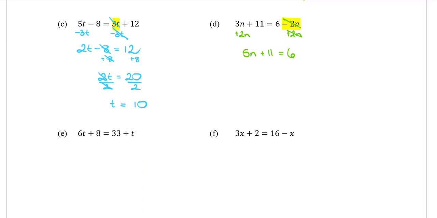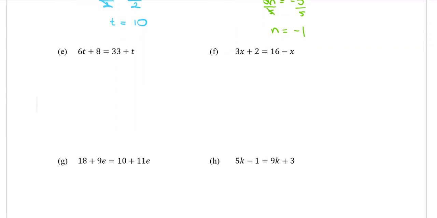Then, doing 2 steps to get the n by itself. First of all, I will subtract the 11. 5n equals 6 take away 11 is negative 5. Then, to get rid of the 5 in front of the n, we're going to divide by 5. N is by itself. Minus 5 divided by 5 is negative 1.